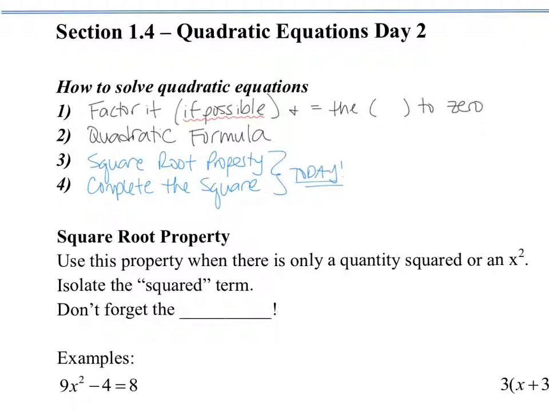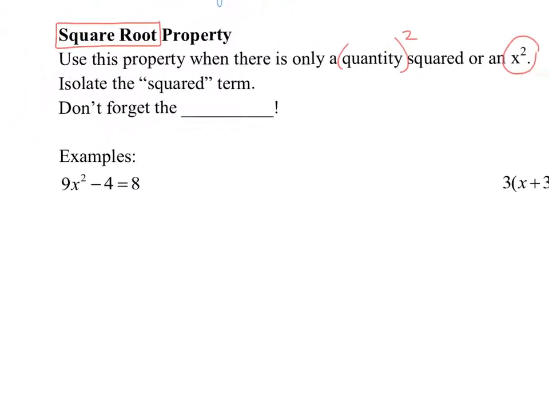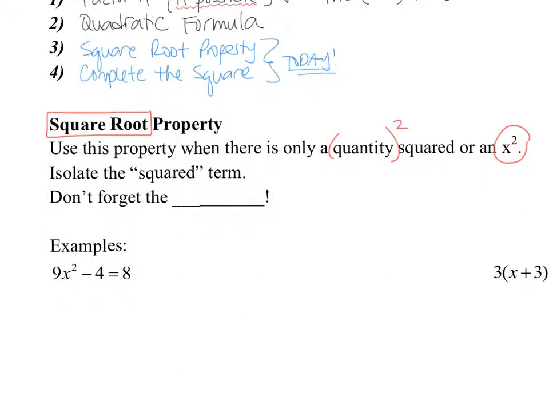And so hopefully, I think in the past you've probably seen the square root property before, and you've probably solved equations by square rooting both sides. What you're going to use that for is when there is only a quantity squared, which means something in parentheses squared, that's what that means, or just an x squared. So that's going to look like these examples down here, this one, etc. There's only a quantity squared and there's no x term. And so all you're going to do is isolate the squared term.